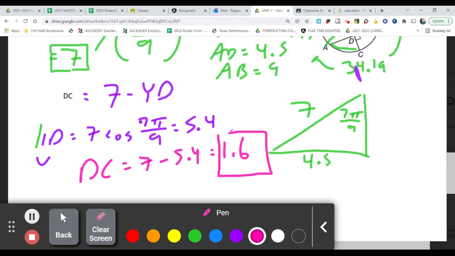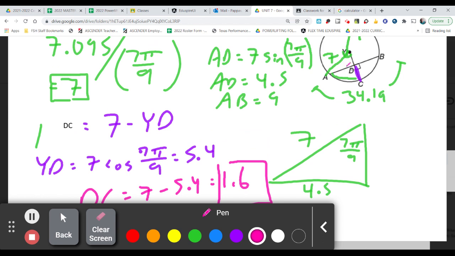Okay, so again, same deal there. If we're trying to find this AD thing, we'll use sine. If we're trying to find YD, we'll use cosine. That's if we're given the radius. And that's what our discussion question is going to be over.